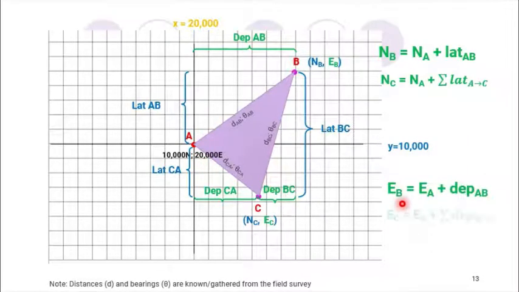So that's why the eastings of C, or the eastings of the last station, is equal to the eastings of the first station plus the summation of all departures. That is the departure AB and the departure BC. If you have four stations, the eastings of D is equal to the eastings of A plus the departures of AB, BC, and CD.